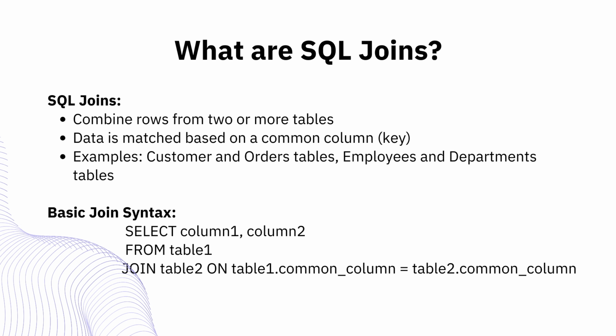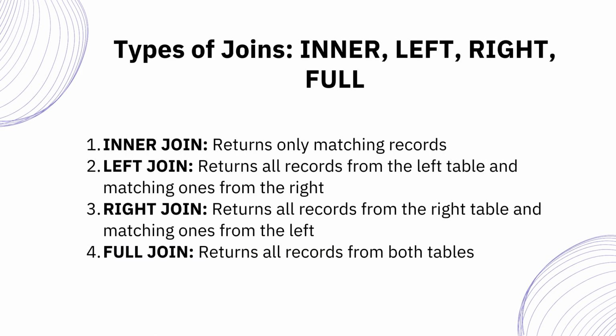The basic syntax of SQL join is as given, where join specifies how to combine the tables. ON defines the condition for joining the tables. There are four main types of SQL joins, each used for different scenarios. Inner join returns only matching records from both tables.